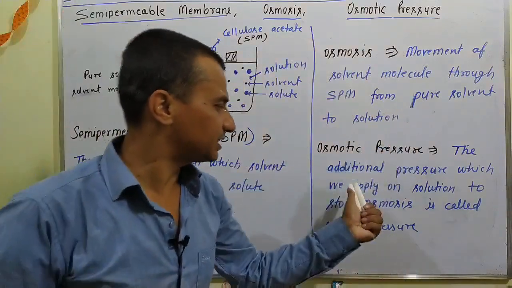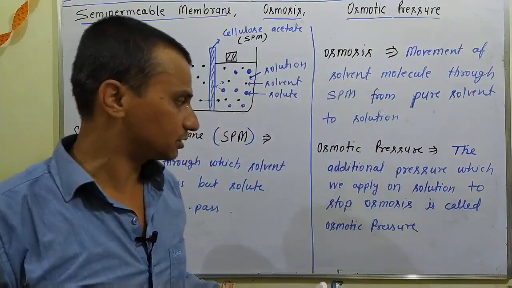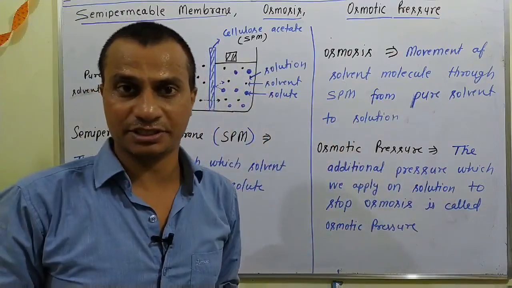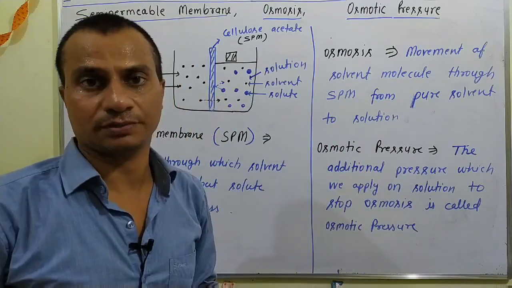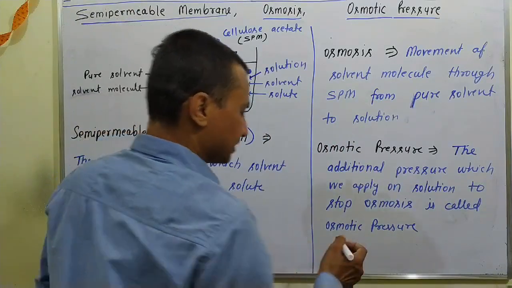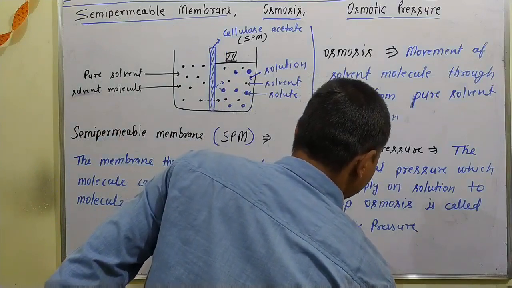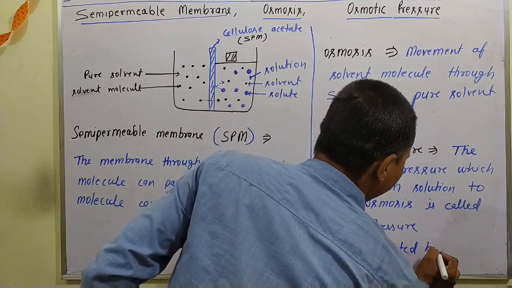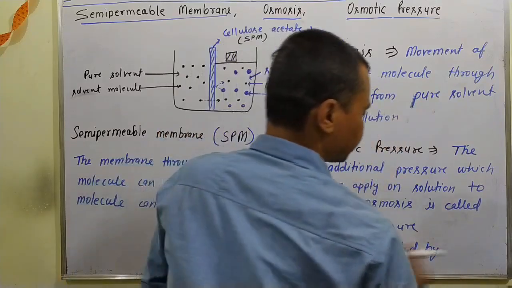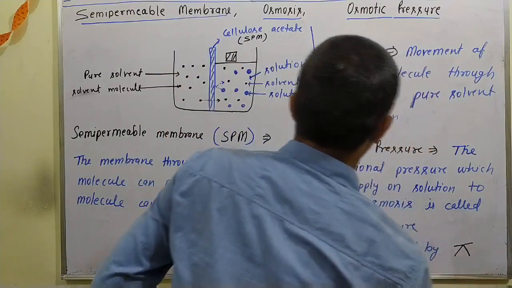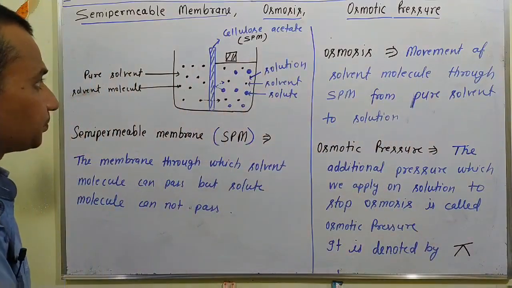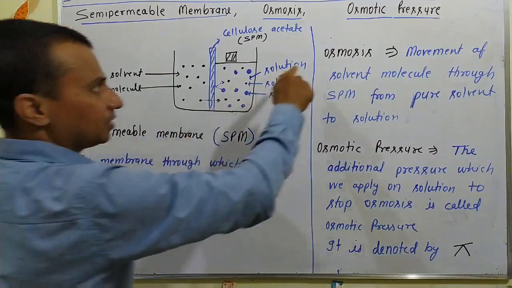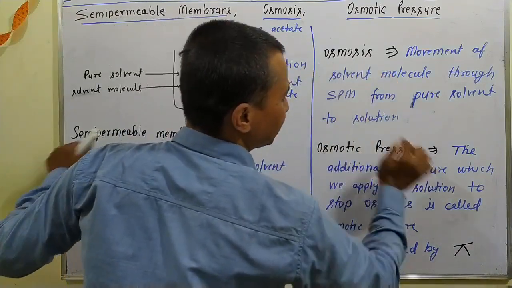The additional pressure which we apply on a solution to stop osmosis is called osmotic pressure of that solution. It is denoted by pi. Pi is the denotation of osmotic pressure. These are the definitions of semi-permeable membrane, osmosis and osmotic pressure.